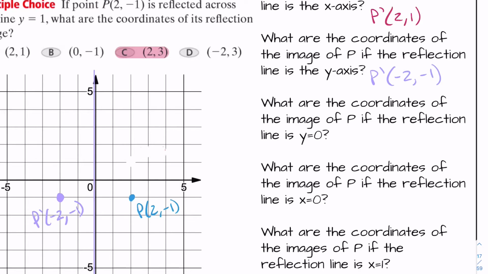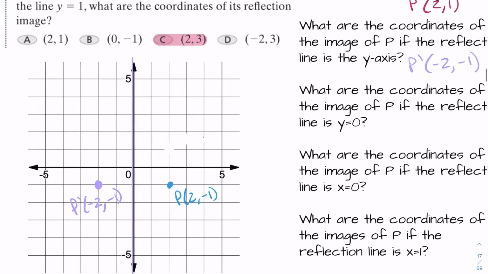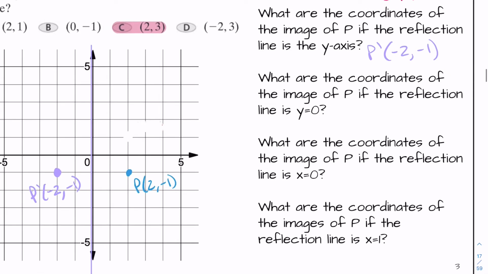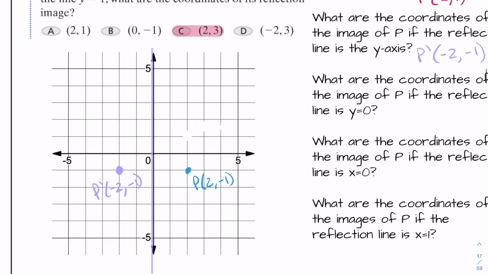All right. What are the coordinates of the image of P if the reflection line is y = 0? Well, y = 0 is right here.